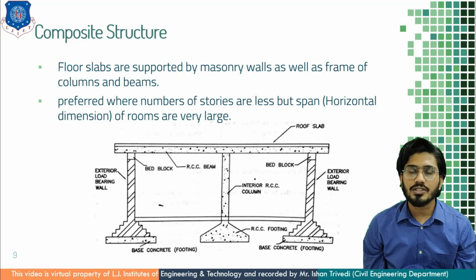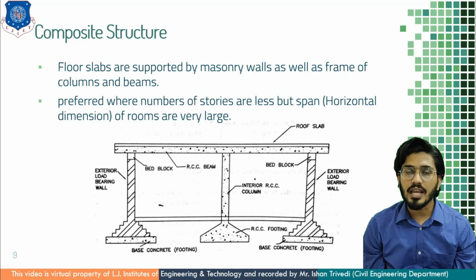Even this kind of structure is preferred when the number of stories is less, but the building span is horizontally scattered or it is in a horizontally large area, such as warehouses or industrial units, where you can see the buildings are of fewer stories but horizontally spread on the ground. So these are the classification of buildings based on structural design.